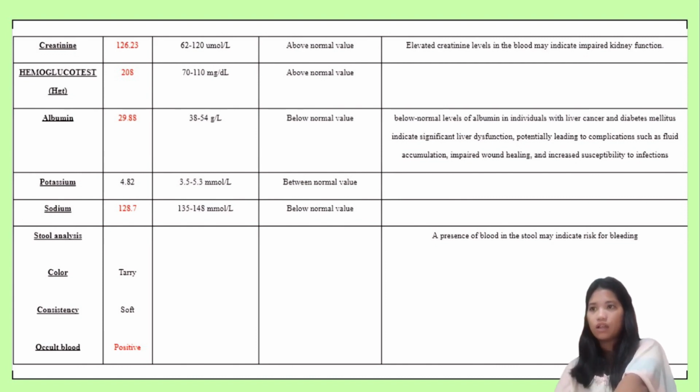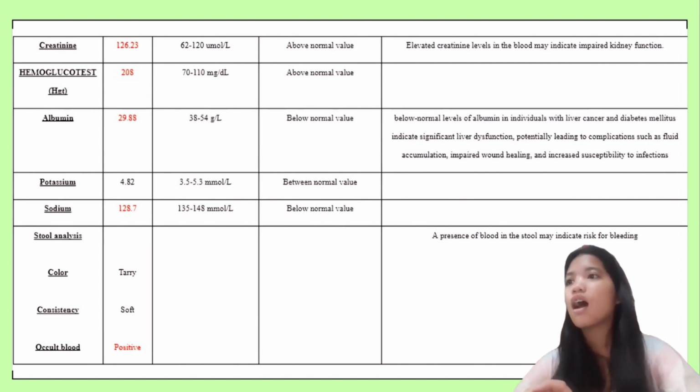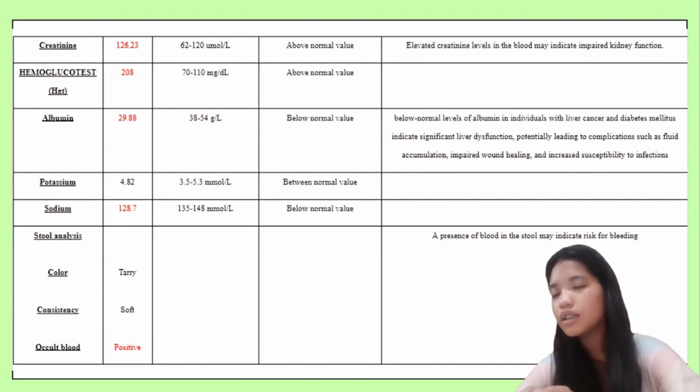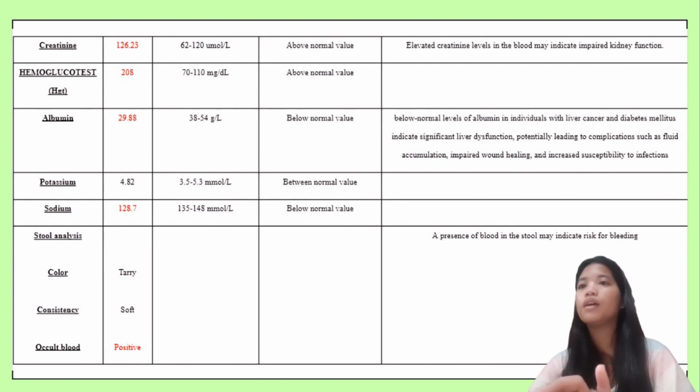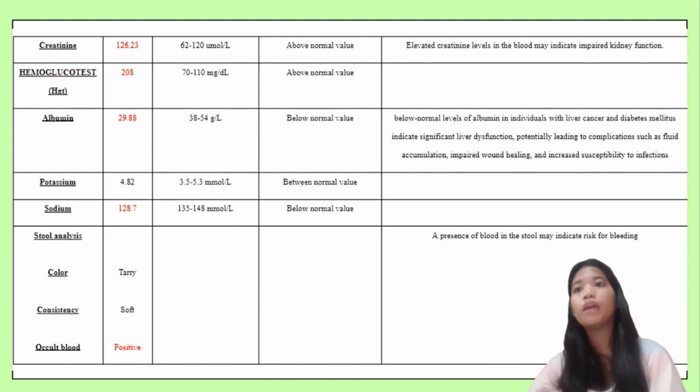The above normal value of this test means the patient's blood sugar level is high. So for albumin, the result is 29.88 and the normal value is 38 to 54. So the patient is below normal value, and below normal levels of albumin in individuals with liver cancer and diabetes mellitus indicates significant liver dysfunction, potentially leading to complications such as fluid accumulation, impaired wound healing, and increased susceptibility to infections.